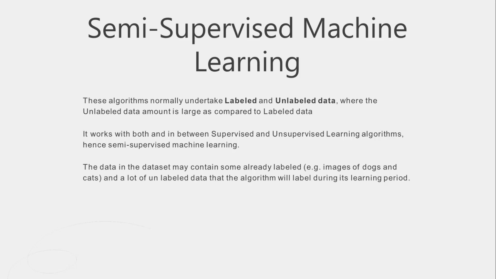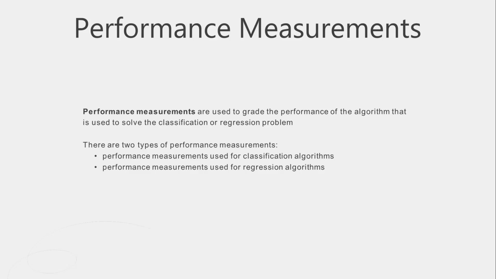So this is a type of combination of two types of models, which is rarely used, but it's very important to know that also these types of learning machine models exist. Now that we covered the various types of machine learning models, let's see how we measure their performance using some performance measurements.